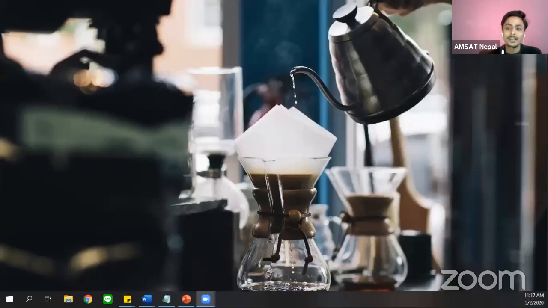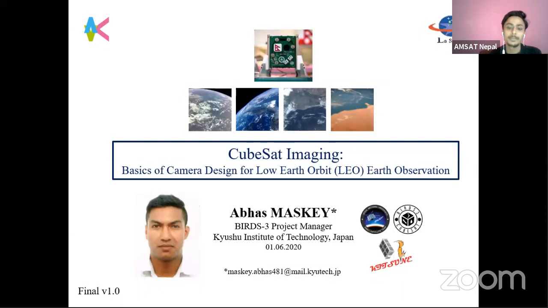With me today, we have Mr. Abhas Maskey as a speaker and Mr. Jiten Thapa as a participant. Mr. Maskey is the project manager of Birds 3 satellite network, through which the first satellite of Nepal, NepalSat 1, was launched. Mr. Maskey's interest is in camera designs and he currently researches machine learning for CubeSat imaging systems. Today, he'll be presenting about the basics of camera design for low Earth orbit Earth observation.